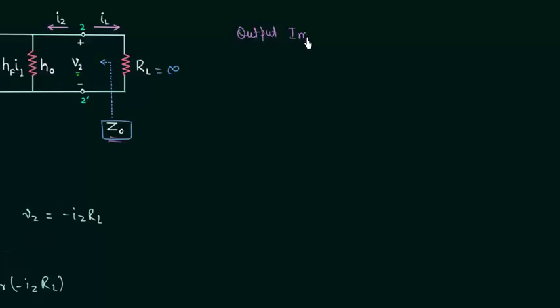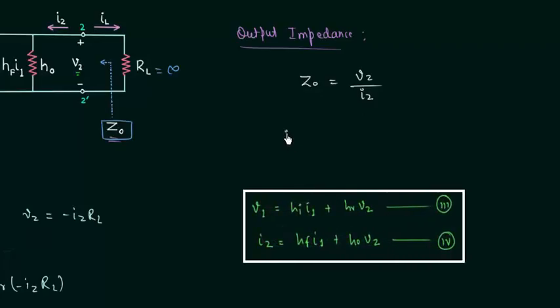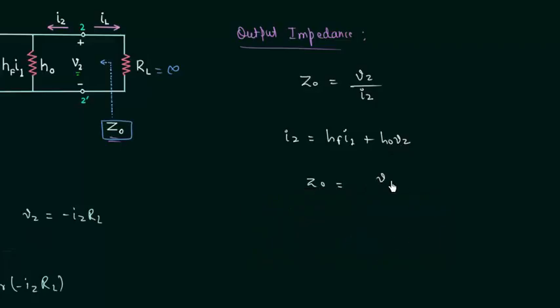Output impedance. From Ohm's law, the output impedance is equal to the output voltage divided by the output current. So ZO is equal to V2, the output voltage, and the output current is I2. From the H parameters equation, the output current is equal to HF I1 plus HO V2. So we have ZO equal to V2 divided by HF I1 plus HO V2, and let's say this is equation number 1.